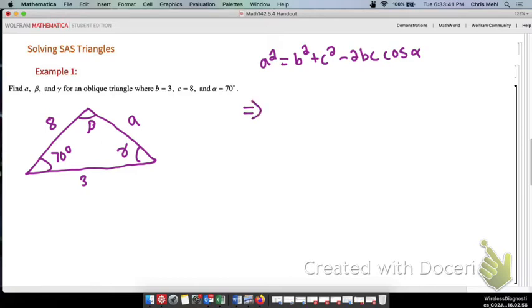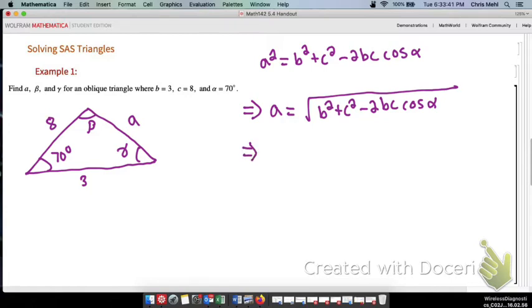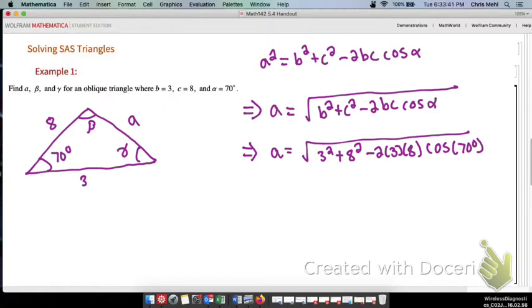Now, you can take the square root of both sides, and technically you would need a plus or minus, but since we're talking about length, the minus can be omitted. A is going to be the square root of b squared plus c squared minus 2bc cosine alpha. And now I'll just plug the known values from my picture into the formula. A then is the square root of b squared, or 3 squared, plus c squared, or 8 squared, minus 2 times 3 times 8, and then times cosine of the angle between those two sides, which is cosine 70 degrees.